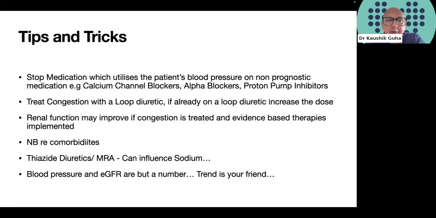Conventional starting doses of furosemide are 20 to 40 milligrams once a day. And if the patient is already on a loop diuretic, please do feel free to increase the dose. Your patient will hospitalize if they have untreated congestion, particularly in the lungs.